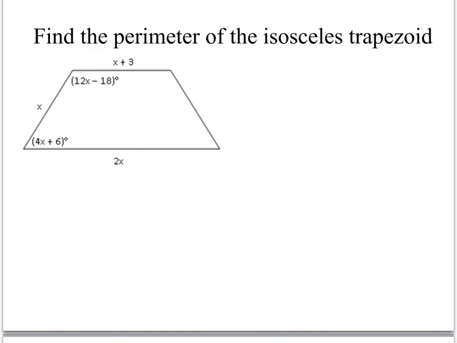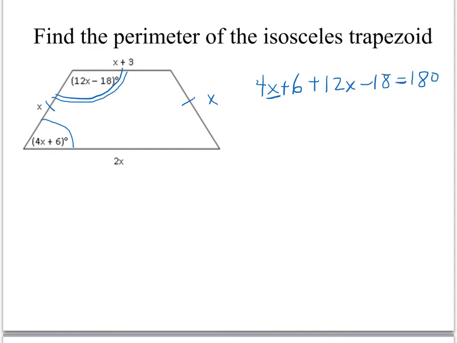Find the perimeter of the isosceles trapezoid. Okay, two facts you need to know. Fact 1, the two legs of an isosceles trapezoid are congruent. So I'm going to label the right side x. The second thing you need to know is that the lower base angle and the upper base angle are supplementary. Therefore, 4x plus 6 plus 12x minus 18 is going to add up to 180 degrees. So when I combine like terms, 16x minus 12 is going to equal 180.